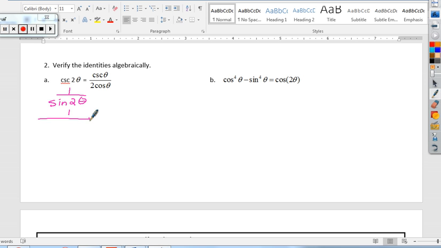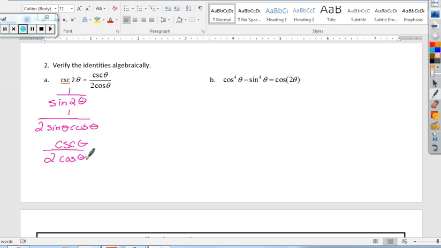And sine 2 theta is equal to 2 sine theta cosine theta, but 1 over sine theta is the same thing as cosecant, and we are there with our identity proven here.